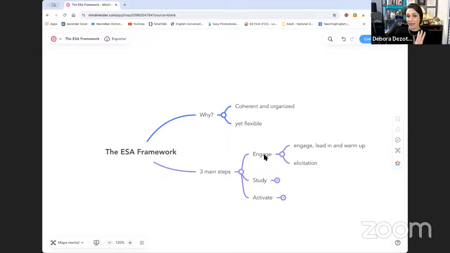So remember, engage. I'm just engaging my students, warming them up, getting them involved. The study phase is when the teacher actually presents content, actually gives instructions and shows how things work. But they are interconnected. There is this fluidity between one and the other. And this is really, really interesting. Having this interconnected in a way that students won't even feel the transition.